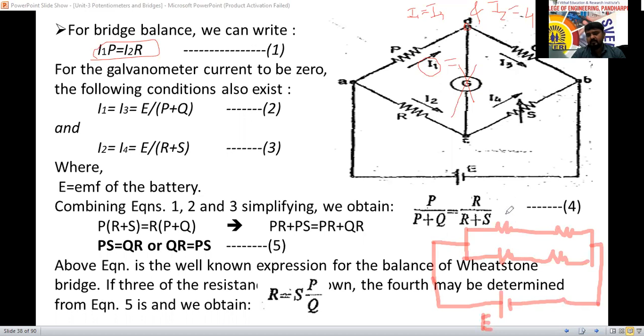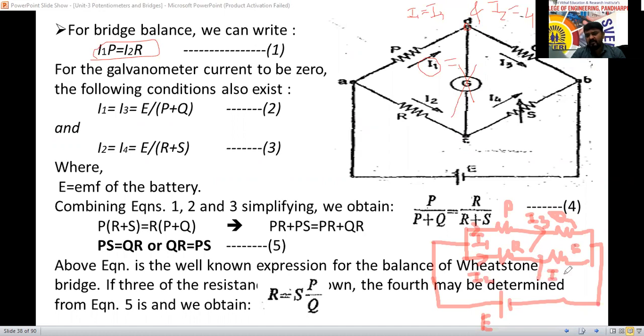This is E, this is P, this is Q, this is R, this is S here. So the current flowing through P is I1. Current flowing through the Q is I3. Current flowing through the R is I2. Current flowing through the S is I4 here.